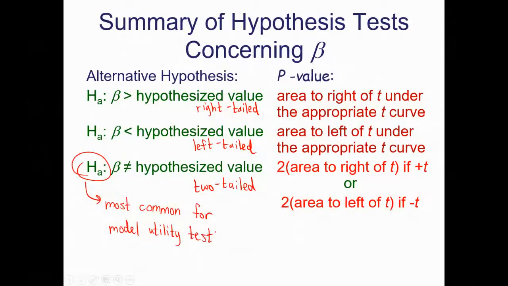Because we're concerned with, is the slope 0? If it's negative, great, that says something. If it's positive, great, that says something. But if it's 0, it doesn't tell us anything. So the last one's our most common, but we can do any of them.